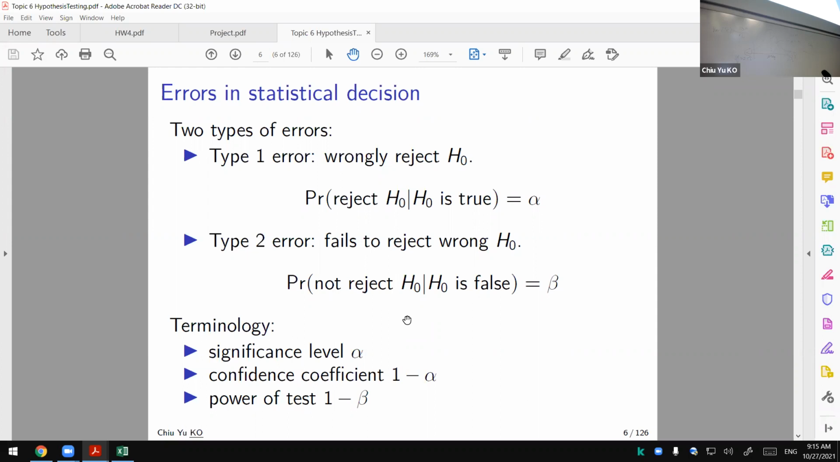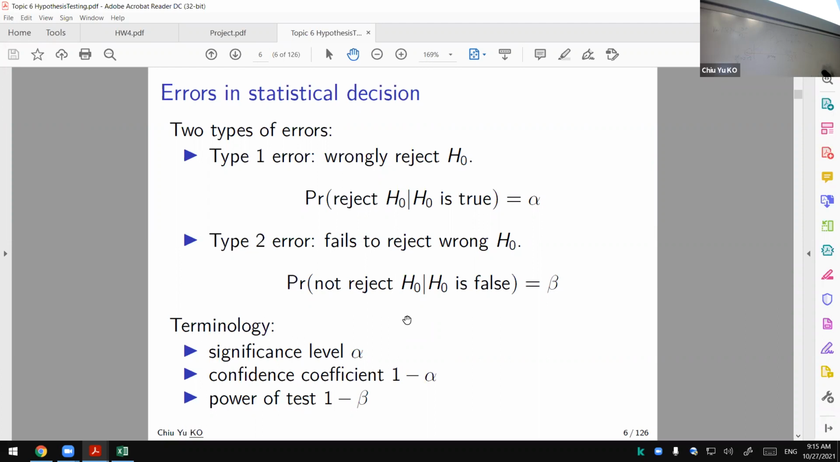But the problem is you are not going to do a census of every single thing. You only get some sample. That's why there will be sampling error. When you make a decision based on a sample, you may make a mistake, right? And there are two mistakes there. The thing is, remember what we are doing in hypothesis testing is assuming the null hypothesis is correct.